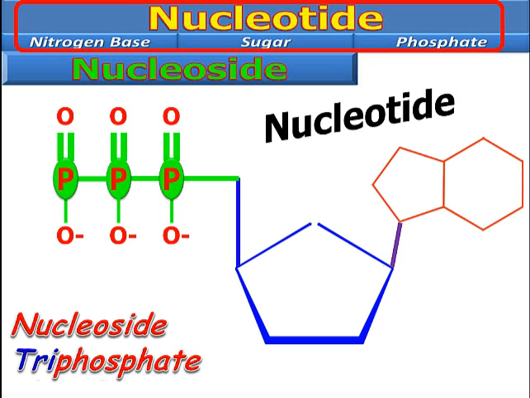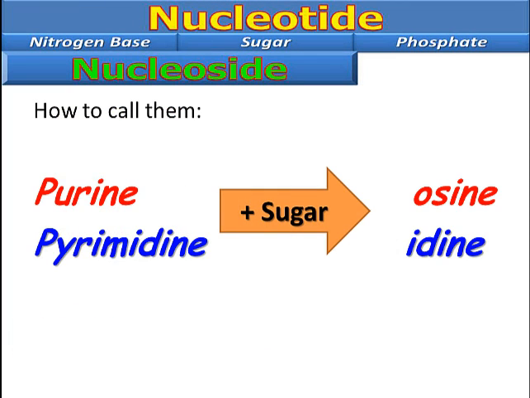Here another issue comes up, the way these nucleotides or nucleoside are called. As a matter of fact, there is a simple rule for them all. Purine plus sugar will have the suffix of osine, and pyrimidine plus sugar will have the suffix of idine. Osine, idine. I know it's a bit confusing, but we try to practice in order to be more perfect with them.